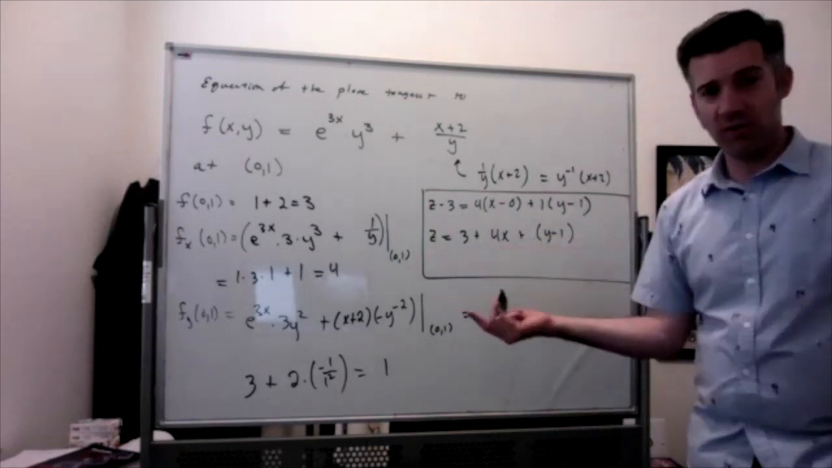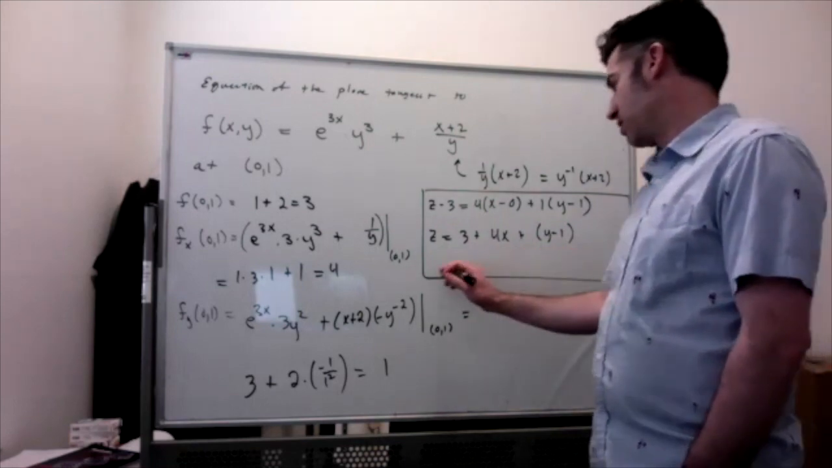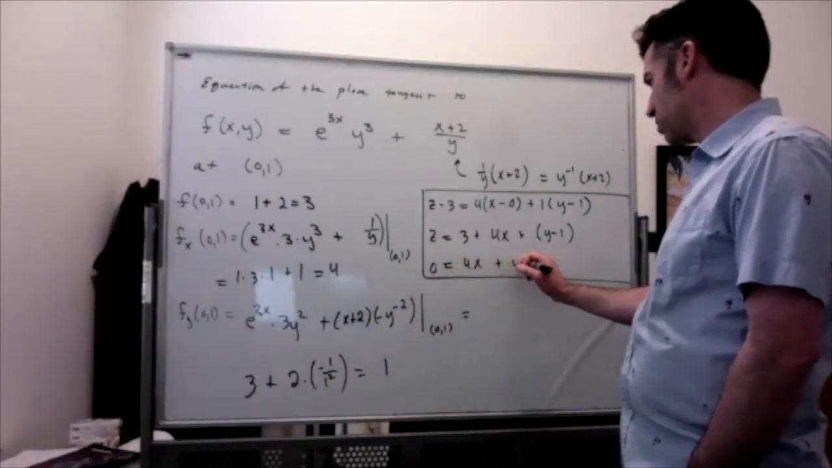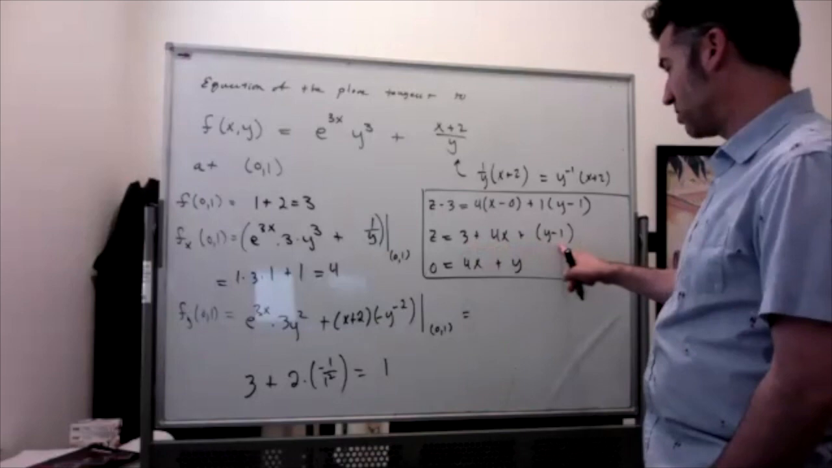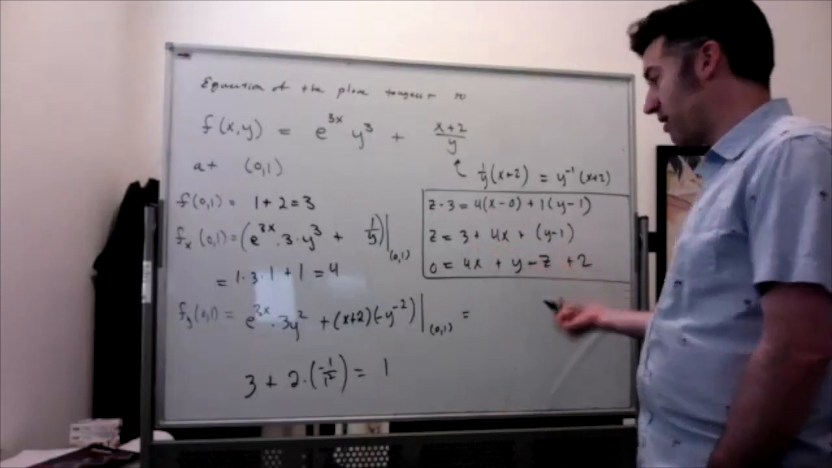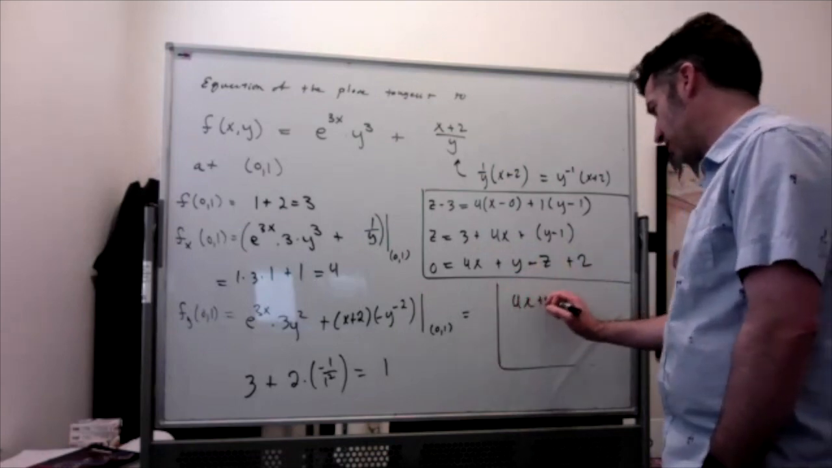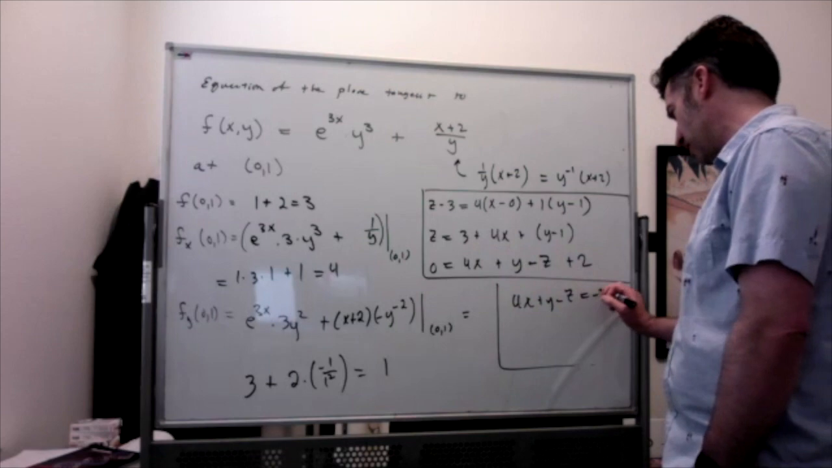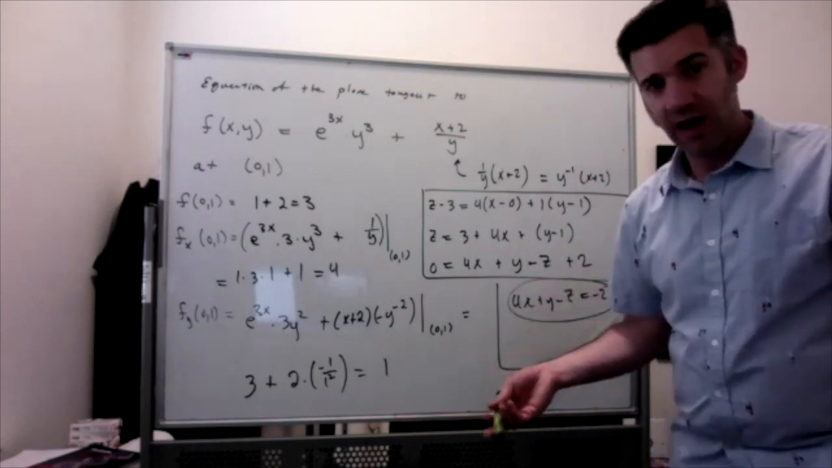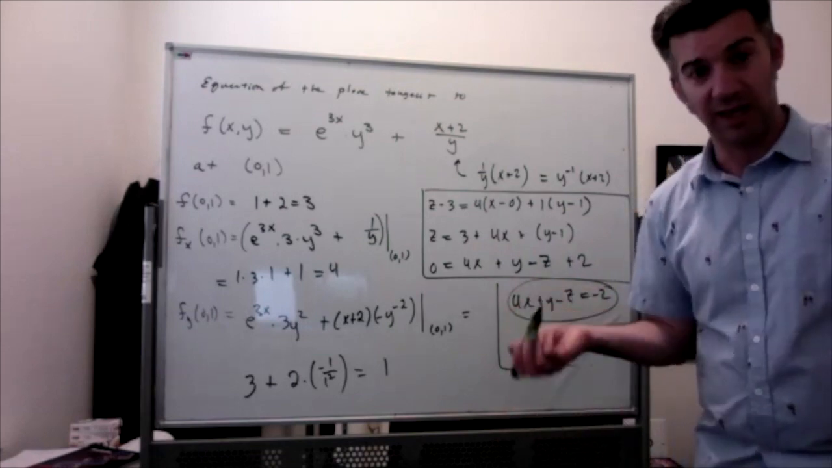I will point out we could do more with this, right? I could even bring everything to the right, and we could write it as 0 equal to 4x plus y, 3 minus 1 is 2, and a minus z. Or you could write it like 4x plus y minus z equals negative 2. This is the standard way to write the equation of a plane. We don't usually do that when we're talking about the tangent plane, aka linearization.